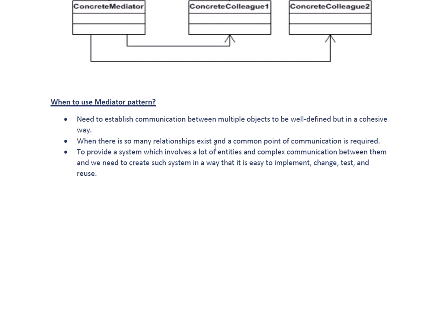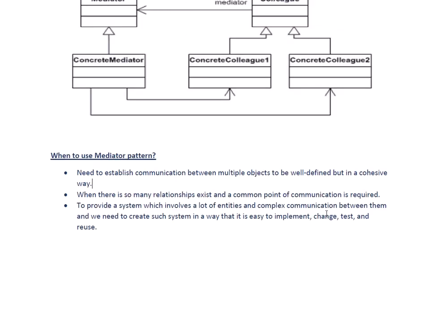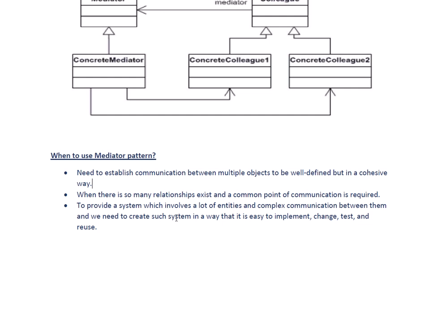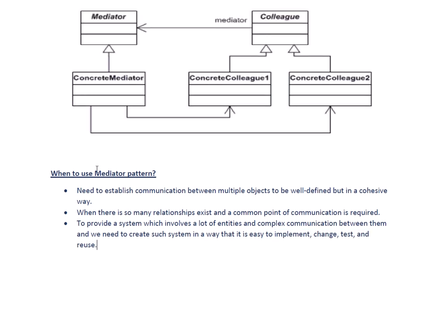When many relationships exist and a common point of communication is required, when n number of relations exist between these colleague objects and you want to establish a common point of communication, in such cases mediator is the best choice, guys. And also to provide a system which involves a lot of entities and complex communication between them, and we need to create such a system in a way that it is easy to implement, change, test, and reuse. When you have all these requirements for your system, then definitely you should go for the mediator design pattern. Thank you for listening, guys.